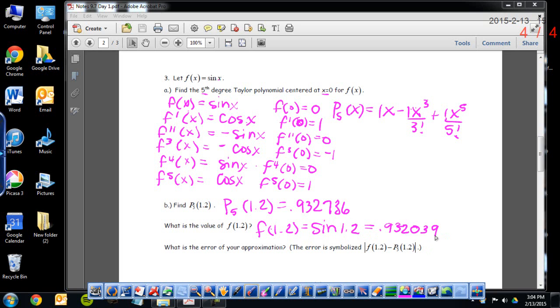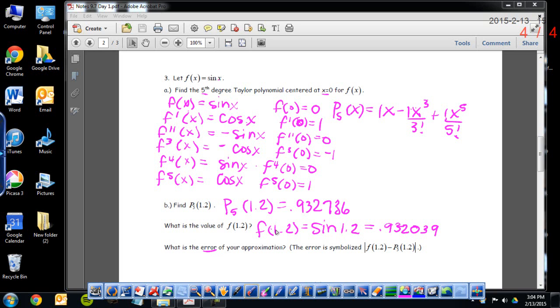And the whole point of this Taylor polynomial was that before they had calculators, they would use the Taylor polynomial to make these approximations for the sine of 1.2. But I'm just getting you used to all of this and showing you that it really is a pretty good approximation. And then also talk about the error of our approximation.